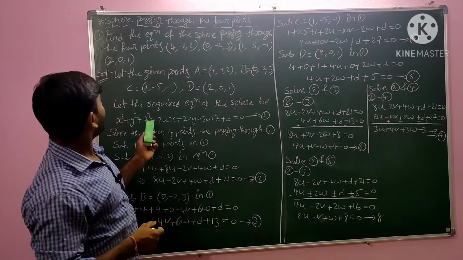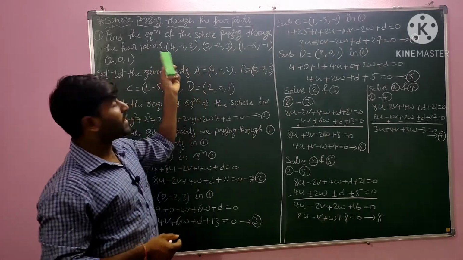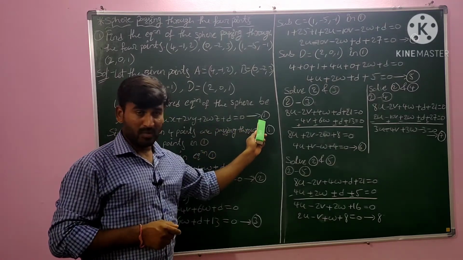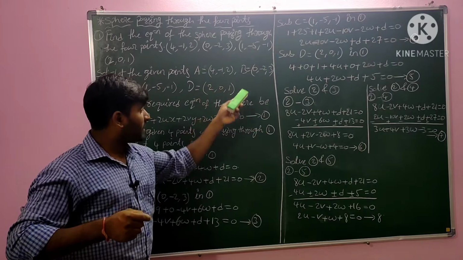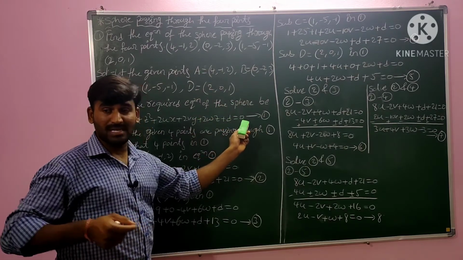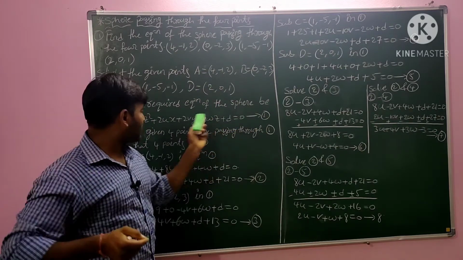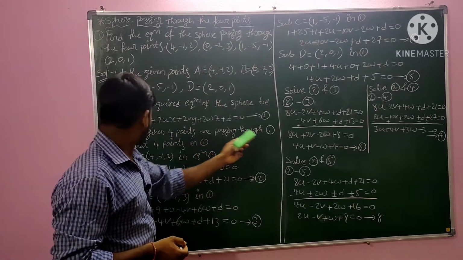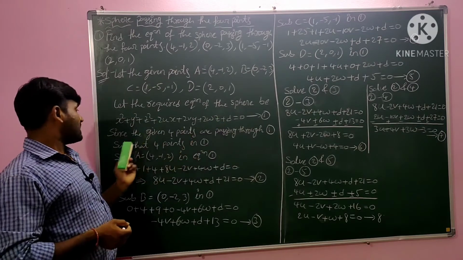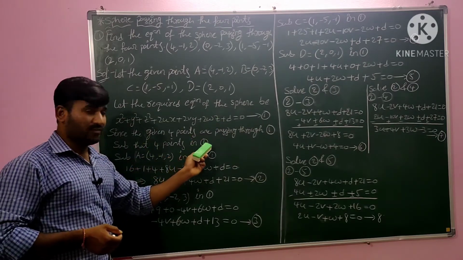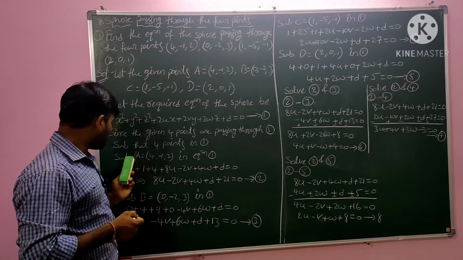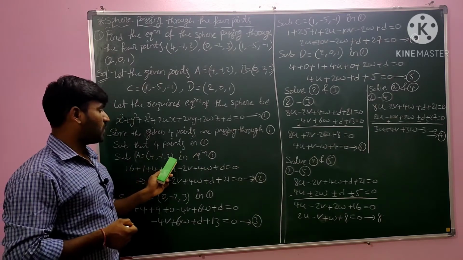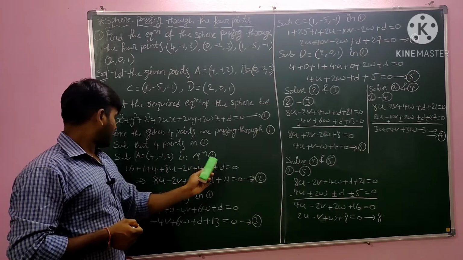Okay. Here what is given? The given 4 points are passing through the sphere. Sphere means that is equation number 1. So these 4 points are passing through this sphere, which means the 4 points satisfy this equation. Since the given 4 points are passing through equation number 1, substitute the 4 points in equation number 1. First of all, substitute point A, which is (4, -1, 2). Then what will you get?